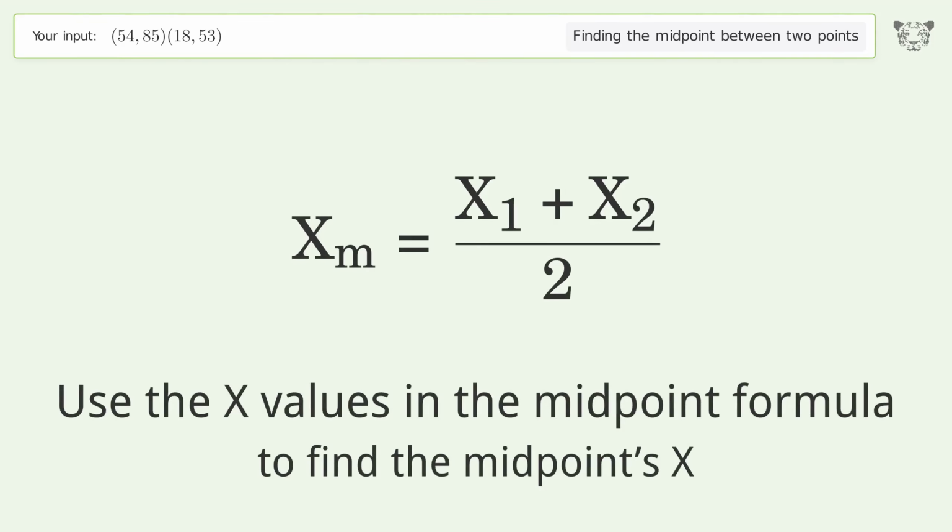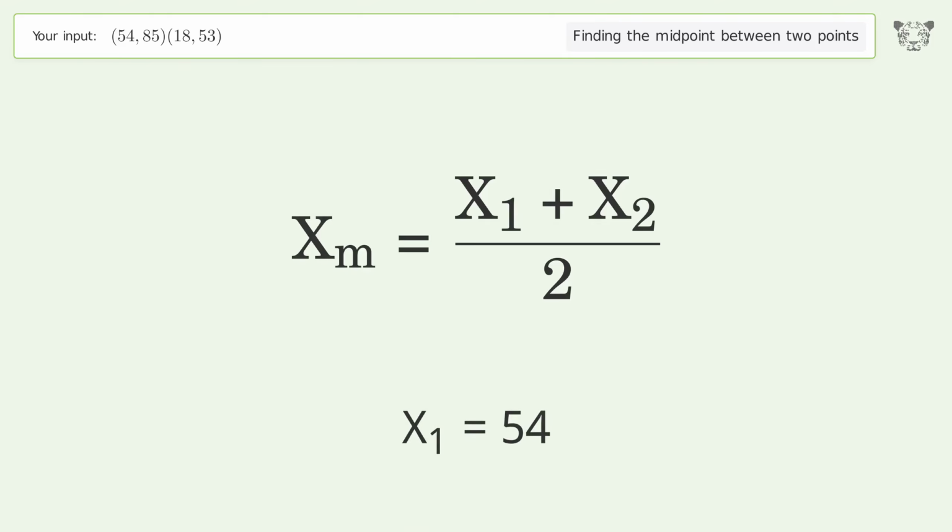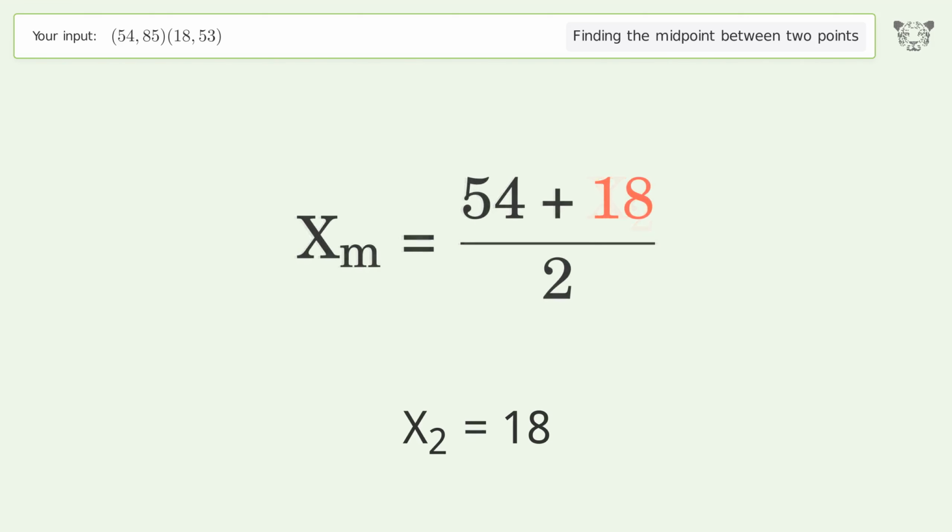Use the x values in the midpoint formula to find the midpoint's x. x1 equals 54. x2 equals 18. Simplify the arithmetic.